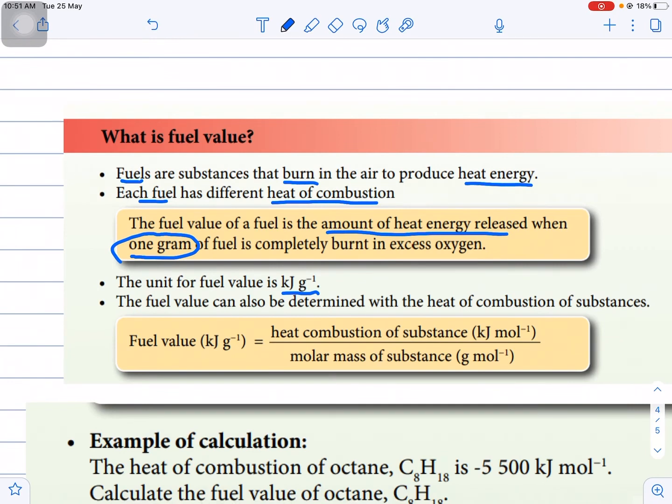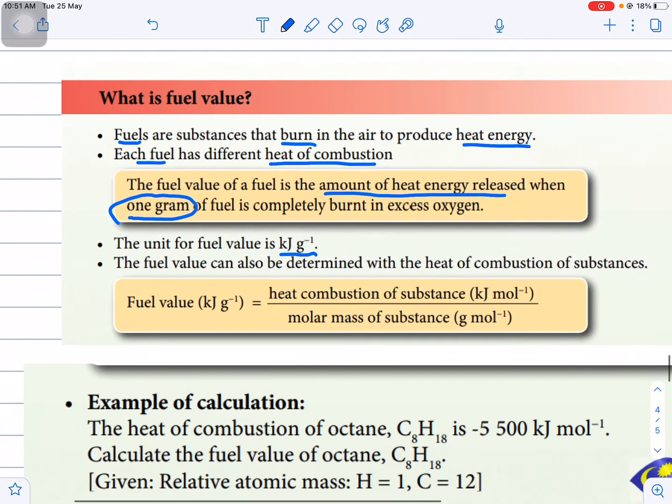So how can we determine the fuel value from the heat of combustion? It's really simple. Fuel value is kilojoule per gram. If you have the heat of combustion, the unit is kilojoule per mole. Divide it by the molar mass of the fuel that burns, in gram per mole. So the mole cancels, and we get kilojoule per gram.